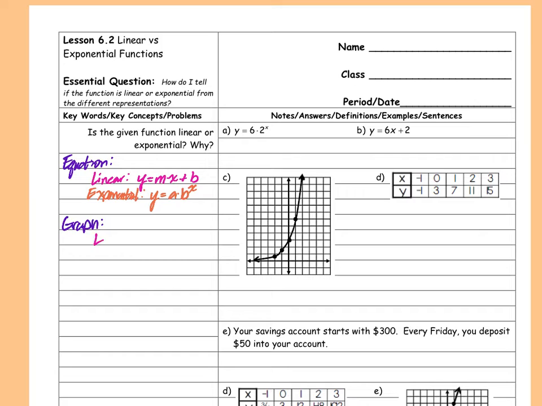If it's linear, guys, I'm not going to spell it out. I'm just going to do LIN and EXP. I hope you're okay with that. If it's linear, it's straight, right? It's a straight line. Okay, right? It's straight, like this.